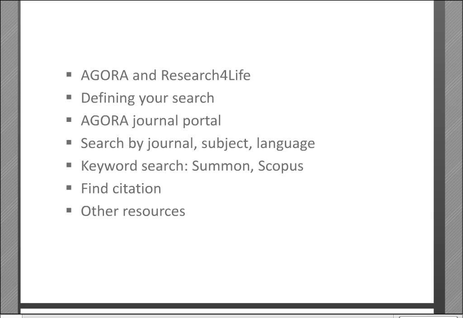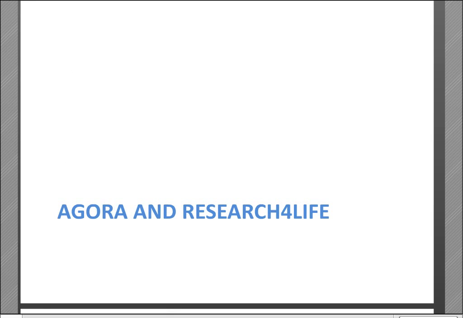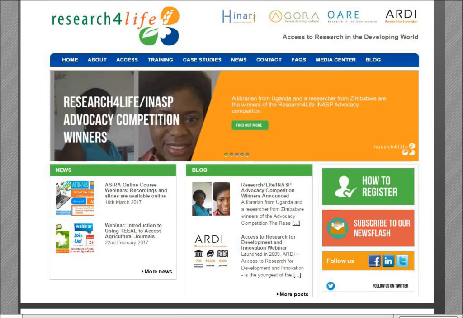So today we're going to look at the topics, which are, we'll talk a little bit about AGORA and Research for Life, a little bit about defining your search. I'm going to show you the journal portal and different ways to navigate that, a bit on keyword searching, and an example of finding a citation. Now, we could talk for 3 hours about searching for information. This is just a short overview on one particular area. So something you want to know more about, you can let us know, and we can look at some future webinars on those.